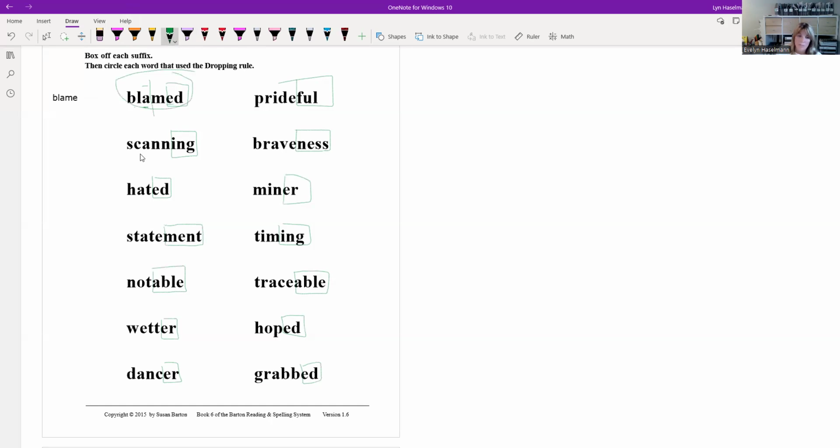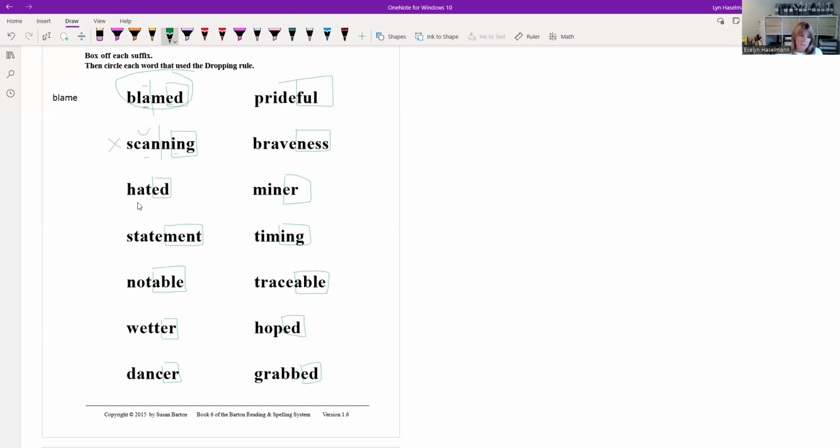Okay, now same attack. I've got my vowel here and I've got my vowel here. I'm going to split my twin letters. This becomes short A as in apple here. Your base word is scan, which became scanning. This is a doubling rule, not a drop rule.